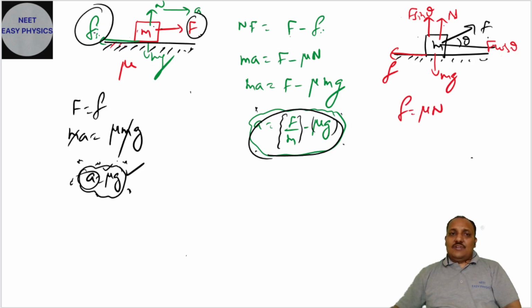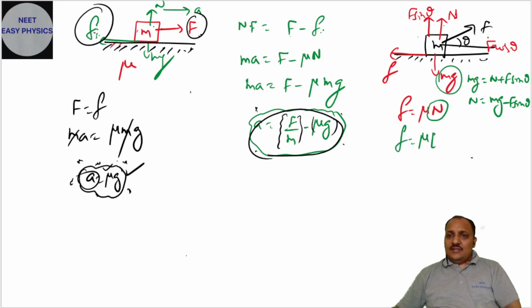From this diagram, what is the normal reaction? Always, upward forces are equal to downward forces whenever the object is not moving vertically. Therefore, mg is equal to N plus F sin theta. Now, N is equal to mg minus F sin theta. So many students will make a mistake: they will unfortunately write this N value as mg. But whenever it makes an angle theta, N is going to be mg minus F sin theta. Now, what is the resultant force if it is moving right side with acceleration a?